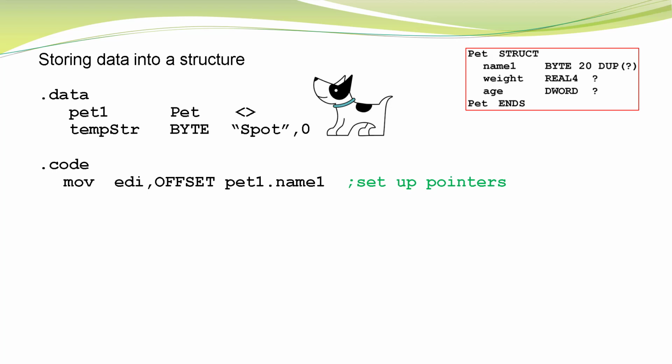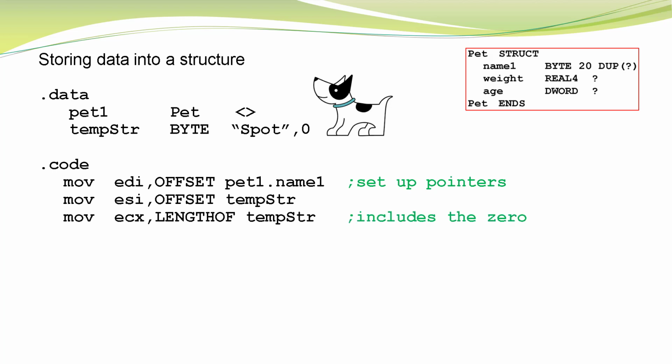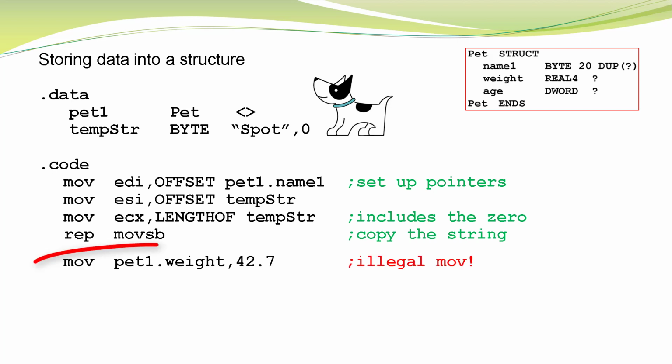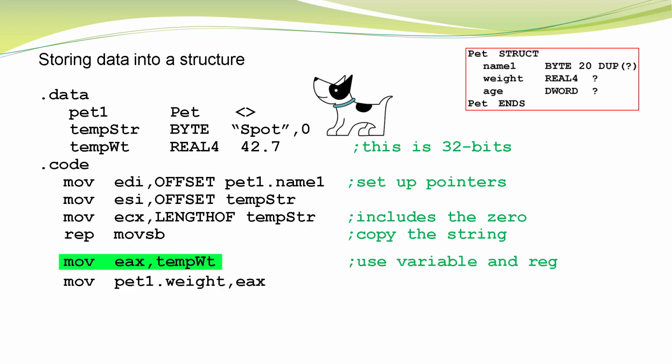Then I set up the source pointer. And finally, the ECX register as a counter that's going to let me move single bytes repeatedly. Next, I try to do something similar with the wait field, but I run into a problem. I can't use the move instruction to store a floating point immediate value, so we've got to do a workaround. I declare a temporary real4 variable and place the value I want to store into it. Then I use a move instruction to copy that variable into the EAX register.